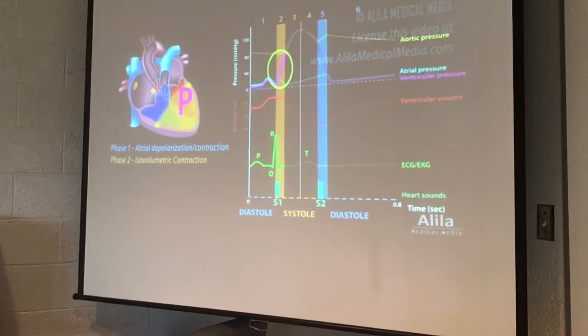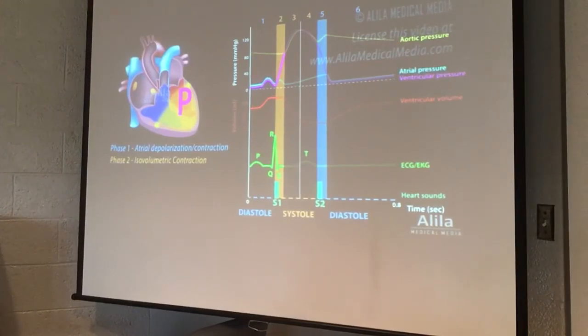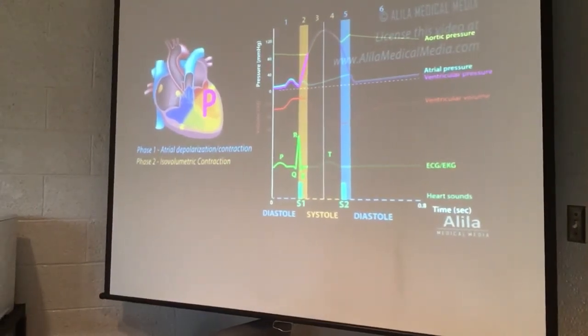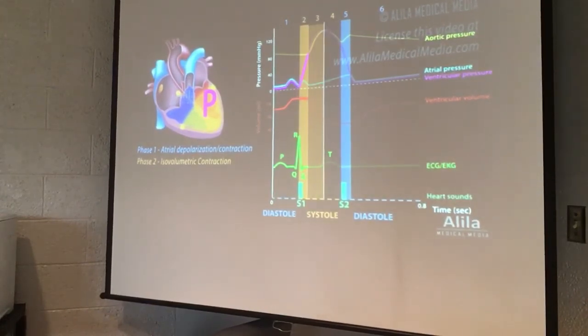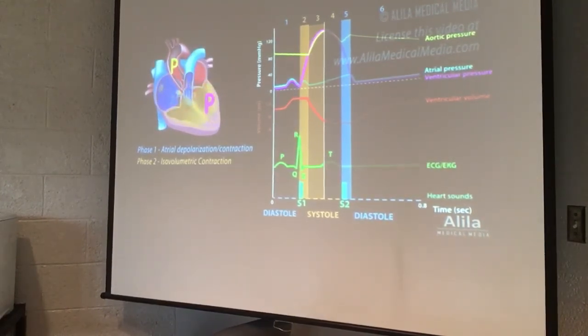For a moment, however, the semilunar valves remain closed, and the ventricles contract within a closed space. This phase is referred to as isovolumetric contraction because no blood is ejected and ventricular volume is unchanged. Ventricular ejection starts when ventricular pressures exceed the pressures within the aorta and pulmonary artery. The aortic and pulmonic valves open and blood is ejected out of the ventricles. This is the rapid ejection phase.